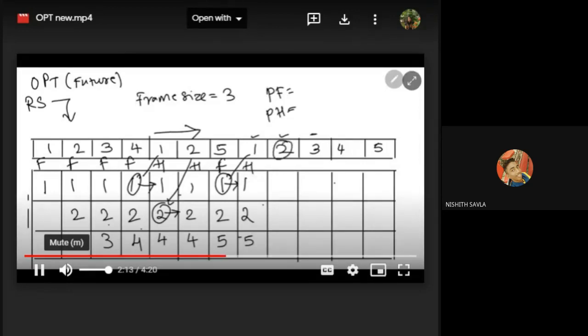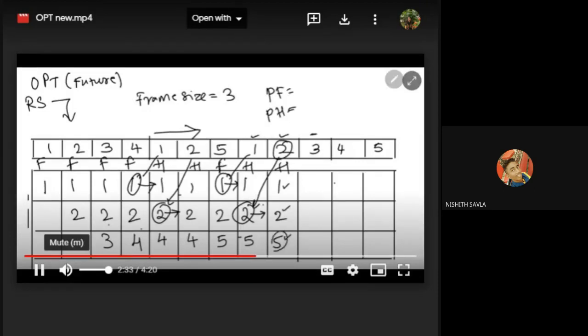Next, to load 2: 2 is also there in the main memory, so it need not be reloaded again. Hence copy it as it is with the other 2 pages and consider it a hit. Now to load 3, just check whether I need 1, 2 and 5.